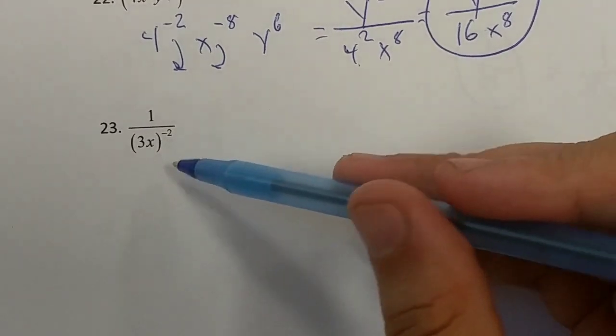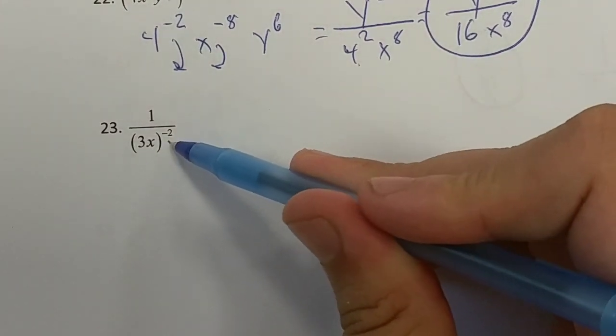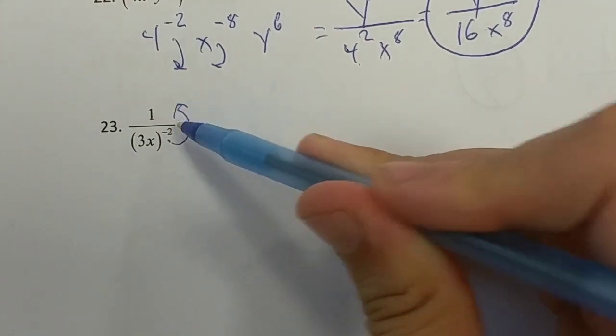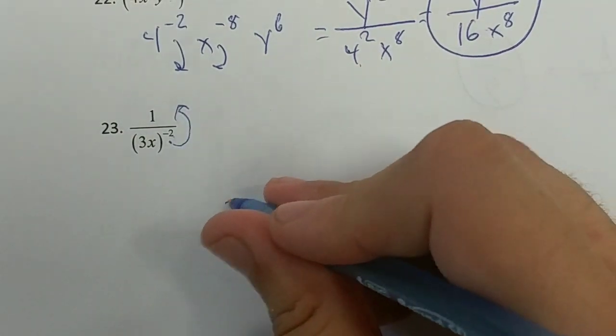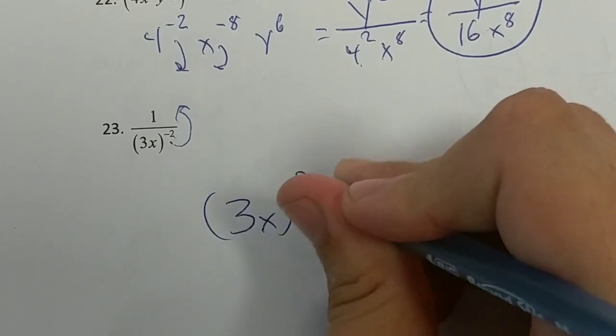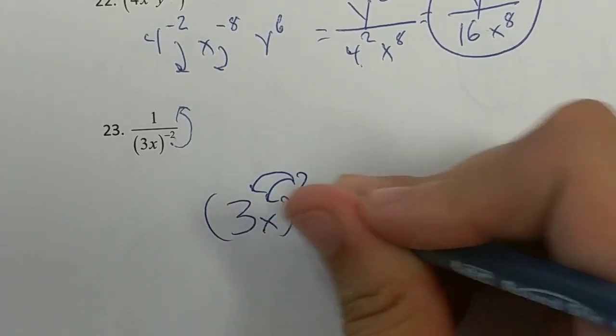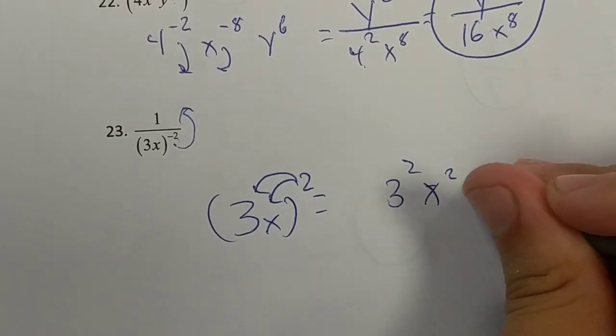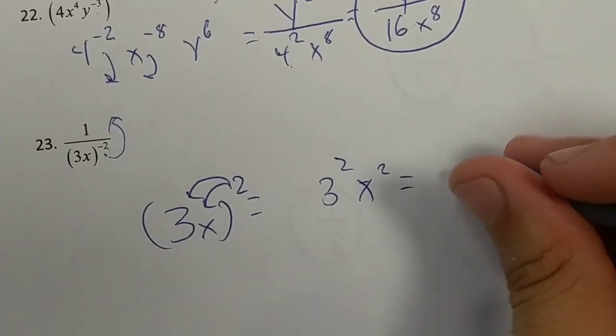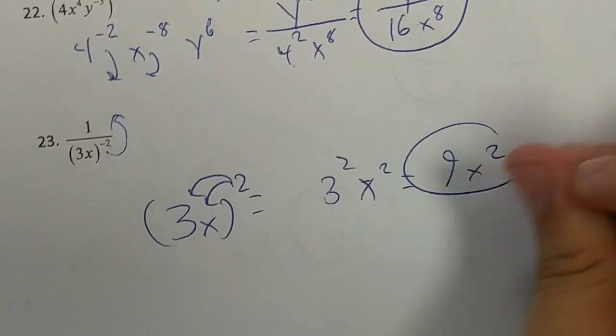Over here, if you have a negative on the bottom, in order to make it positive, you have to move it up. So I'm going to move this negative 2 up, along with the 3x. So 3x to the 2nd power, distribute the 2. 3 to the 2nd power, x to the 2nd power. Again, you could skip that step if you wanted to. 9x squared. Okay, let's keep going.